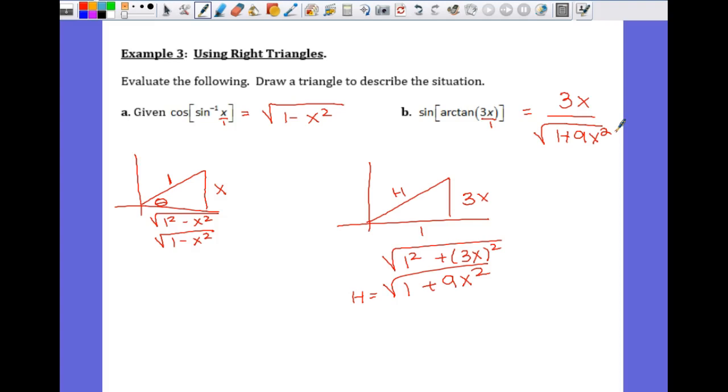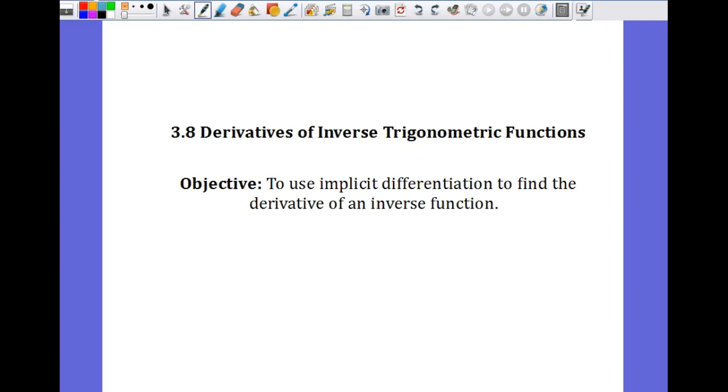This is much easier than whatever else we've been doing. I understand this. The past couple days, I have no clue what I'm doing. This, I know what I'm doing. So now we're going to get into the calculus. Now we're going to start deriving inverse trig functions.